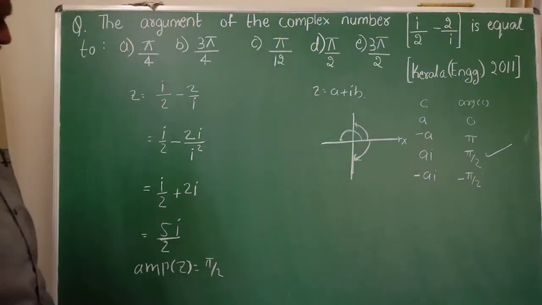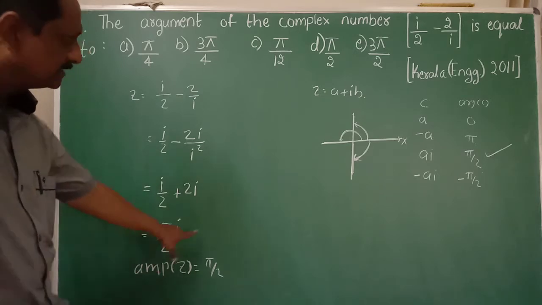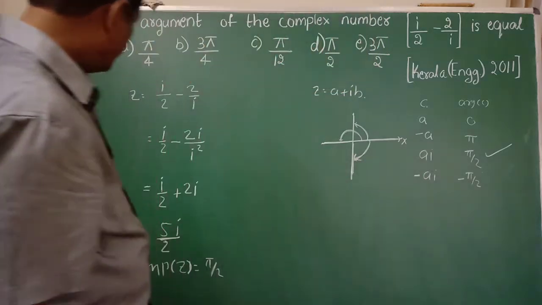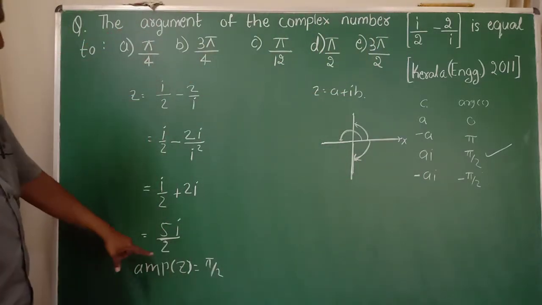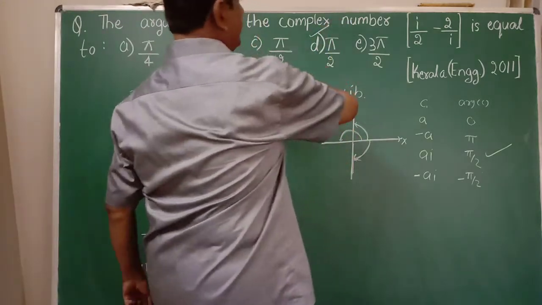That is important here. Here pi upon 2 is a constant. Pi upon 2 into i, it is just like this result here. Therefore, amplitude means pi upon 2. Amplitude or argument here. So, pi by 2 is the answer. Here, D is the correct option. D is the correct option.